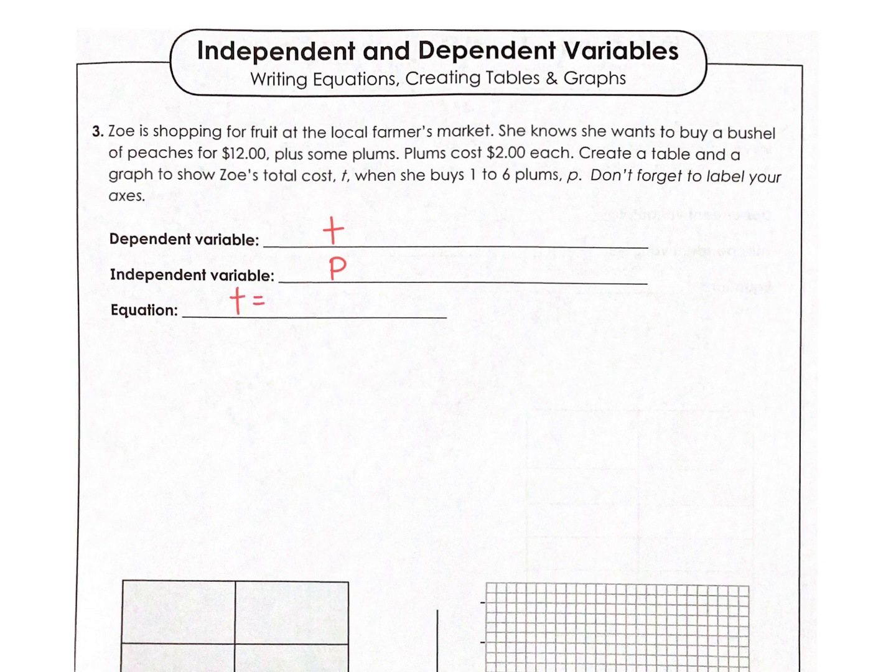This one's a little different than the ones you're going to have because it's a 2-step equation, meaning that I have to do, plums cost $2 each. So it's going to be 2P, 2 times a plum, however many plums. But remember, she bought a bushel of peaches for $12, so I have to add 12 to whatever my plums equal. Okay, yours are not going to have the addition part today. It's just going to be the multiplication part today.